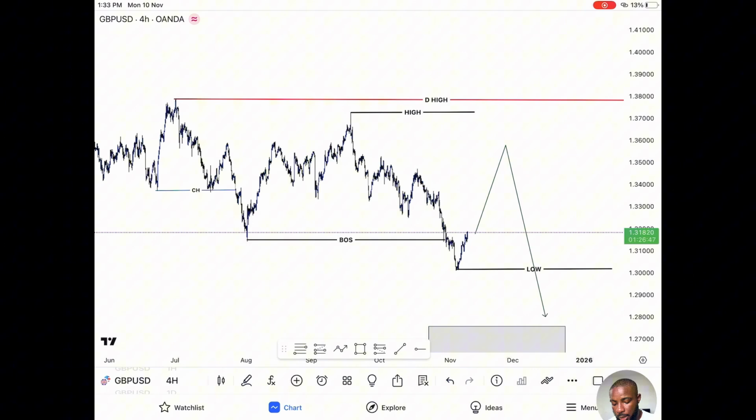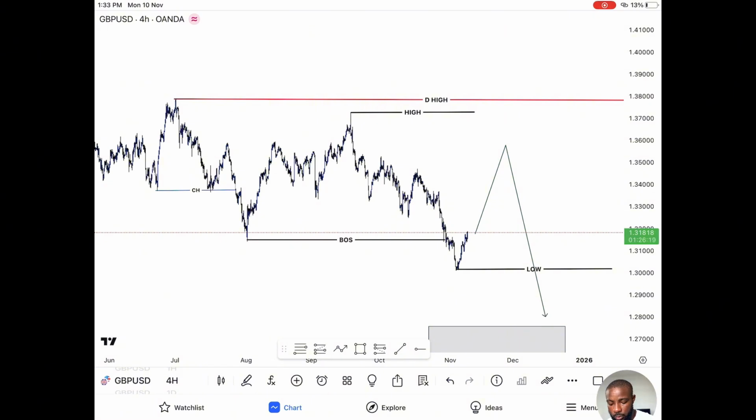GBPUSD. Now you might be asking, why GBPUSD? GBPUSD is the only pair I trade. For now, I don't think I'll be trading any other pair except GBPUSD, because I found out that I've backtested very well on GBPUSD, and my strategy works very, very well on this pair. So there's no point me gambling around with other pairs and looking for what's not looking for me.